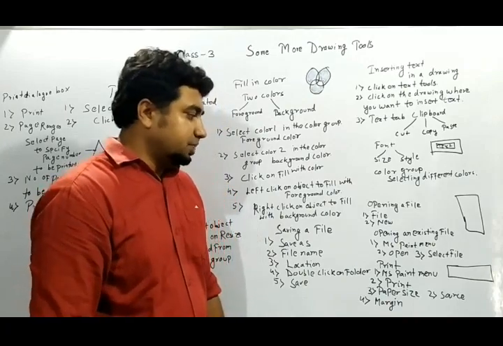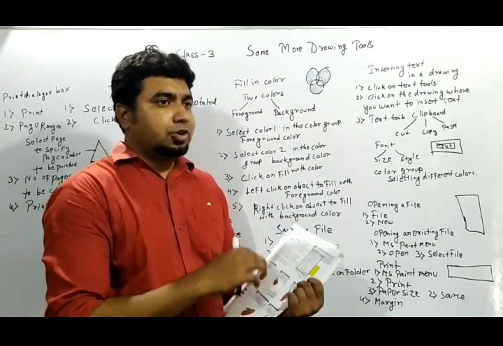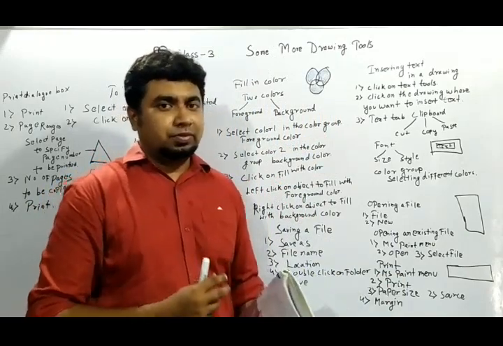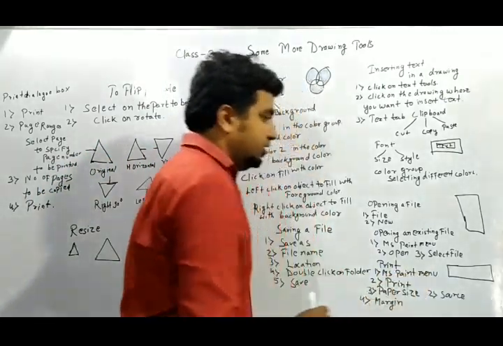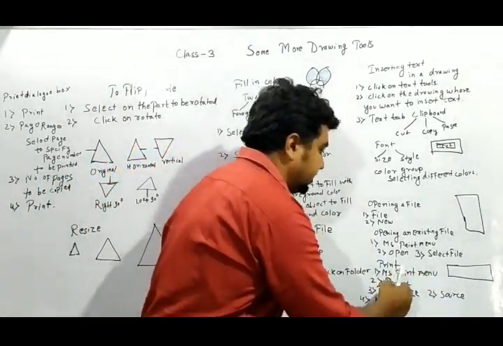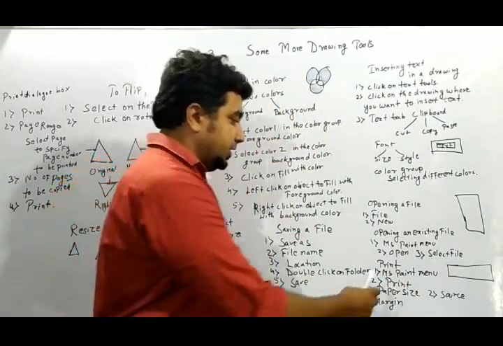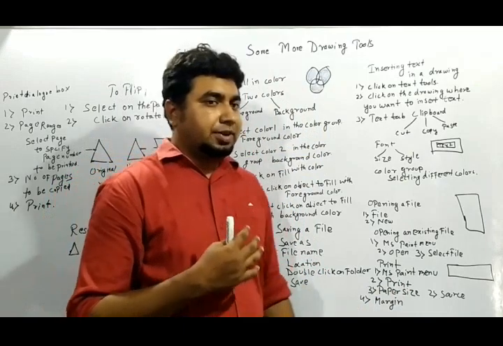Now the next part is print. Print means if you want to take a printout of the picture which you have drawn in Paint. So you will be going in the MS Paint menu, then you will be scrolling down and you will be finding that the print option is there. Then you will be clicking on the print option, then the print setup dialog box will be appearing.